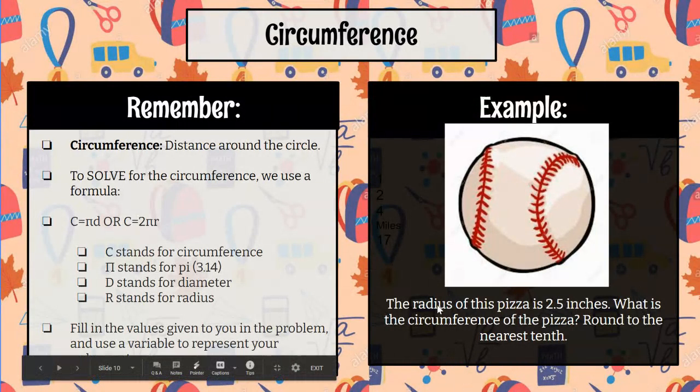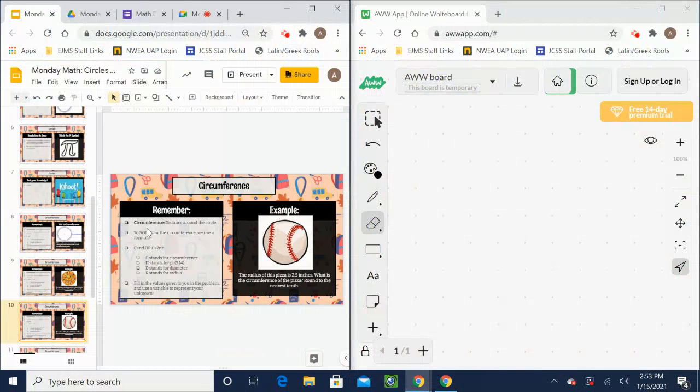Okay, well, this gives me radius, so it probably makes the most sense to use the formula with radius in it. Okay, C equals 2 times pi times radius. Circumference equals 2 times pi times radius. Remember, we're filling in what we know using a variable for what we don't. So I don't know circumference, so that's going to be my variable.